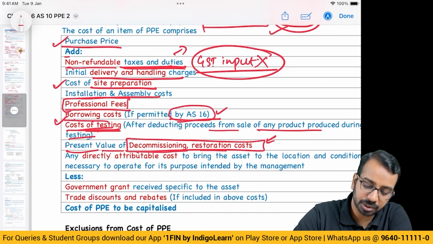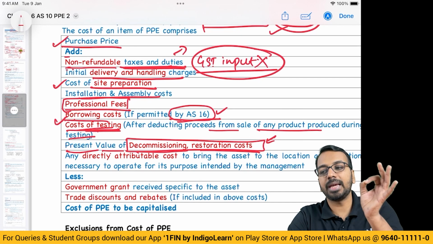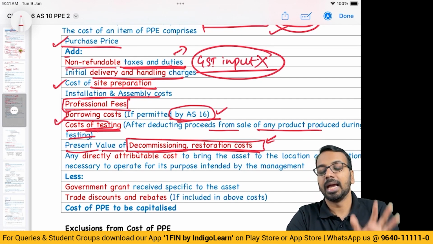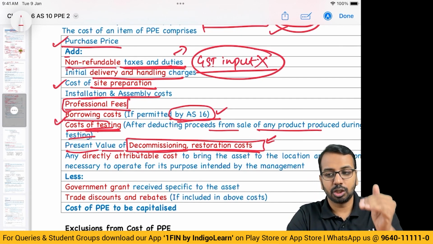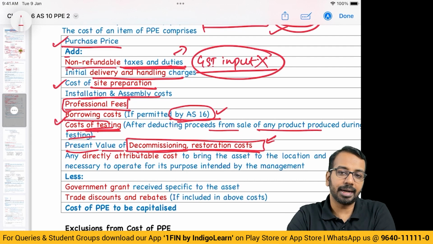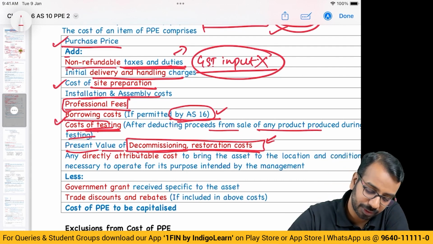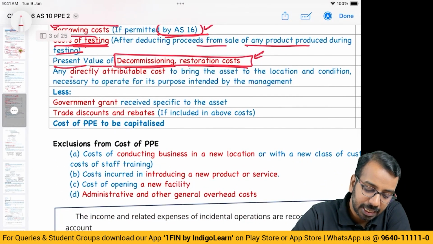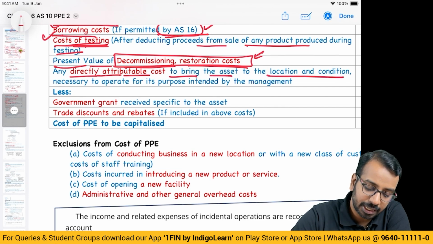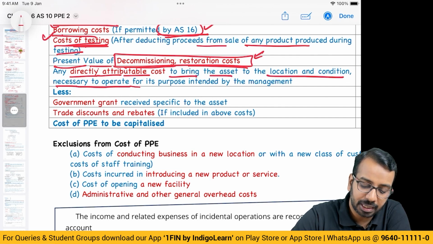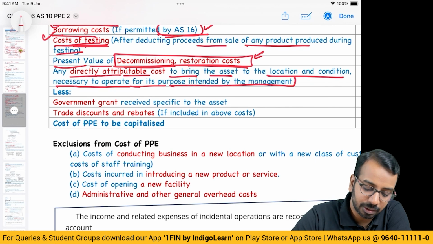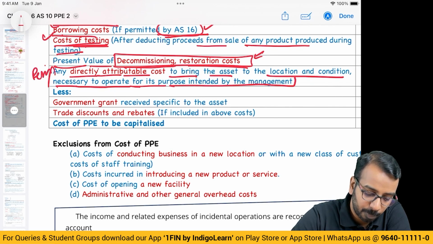Present value of decommissioning and restoration cost. This will be added to the cost of PPE. Added to the cost of PPE means you will debit PPE, you will credit provisions. Right? Then any other directly attributable cost to bring the asset to the location and condition necessary to operate for its purpose intended by the management. This you remember.